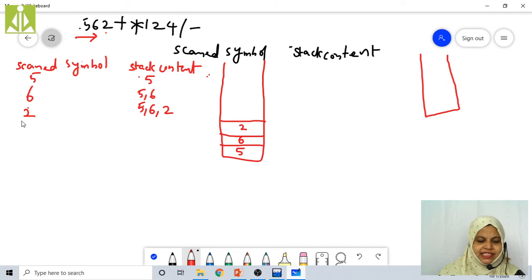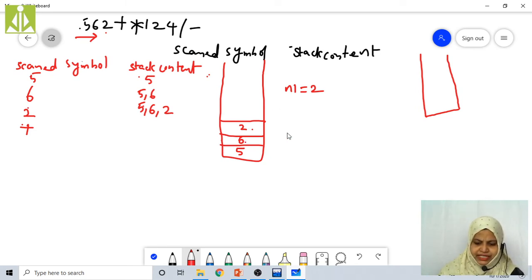What is this plus? Plus is an operator. Whenever you read plus, an operator, we have to delete the top two elements here. First you have to delete this 2. For example, here I am going to take n1. From the top only you are going to delete the element. Stack follows the last in first out process, LIFO. So first I am going to delete the first element, that is the n1 element.